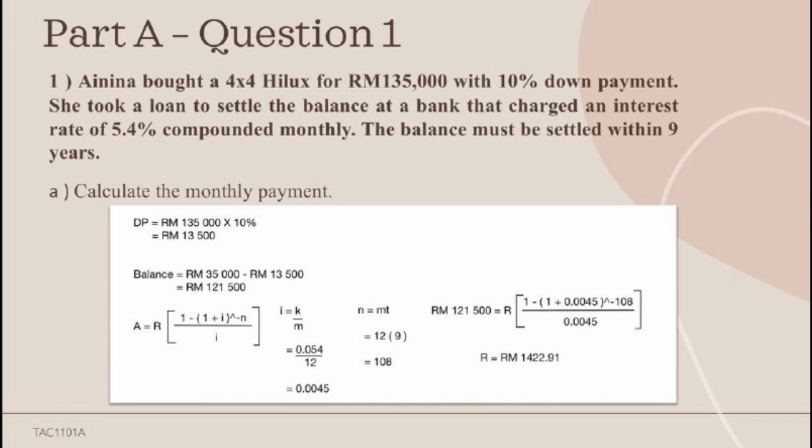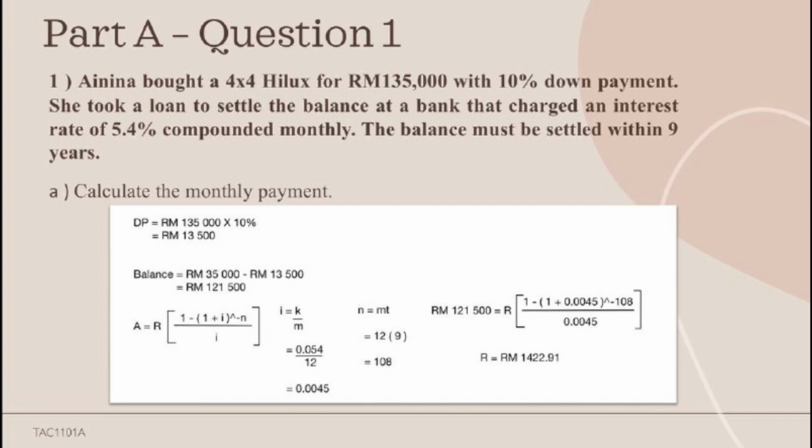So 135,000 minus 13,500, we will get the amount of the loan, which is 121,500. Next, to find the monthly payment, we need to use a formula. A equals R in bracket 1 minus in bracket 1 plus i, the power of negative n, over i. So before we find that, we need to find out the i and n. The formula for i is k over m, and the formula for n is mt.